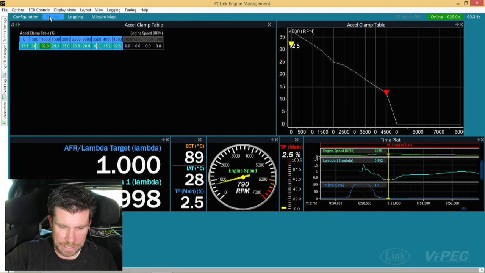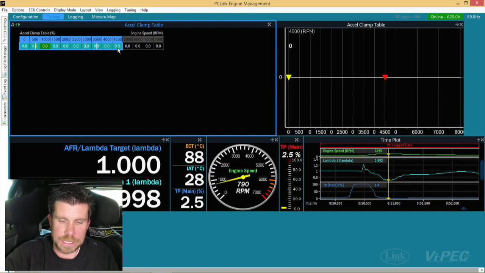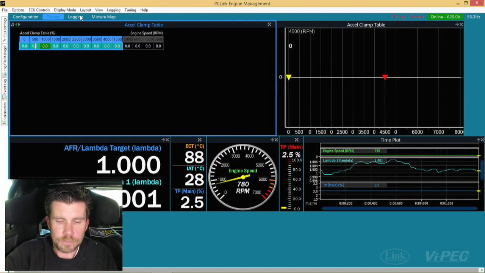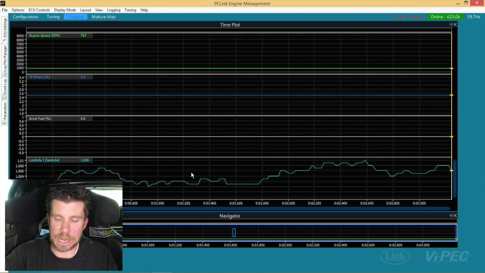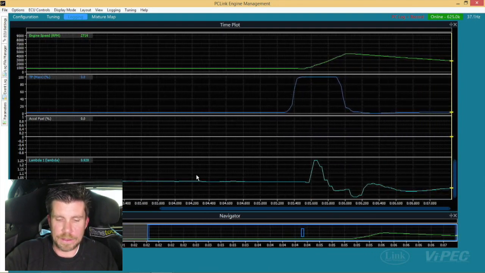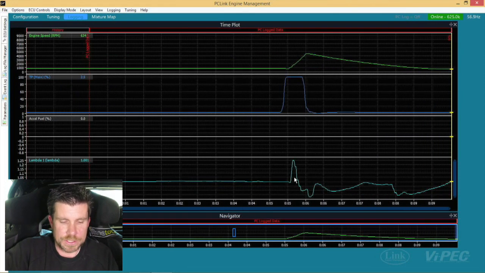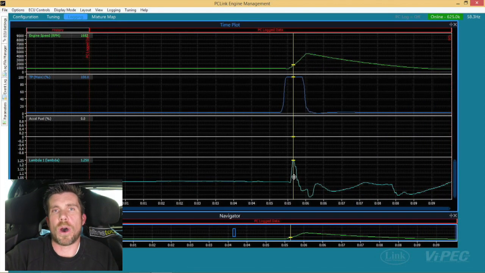So let's start again and we'll see what that looks like with 0% in there, and I'll start the logger running. I've just zeroed that entire table, and okay, now that time we saw, this is just a perfect example of how much value we should be putting on that lambda input.